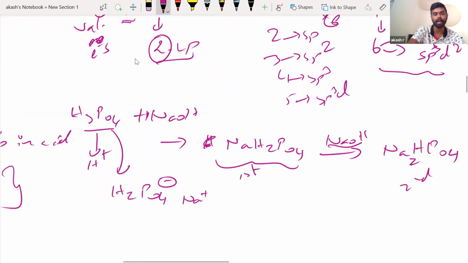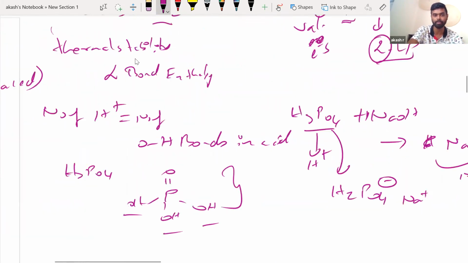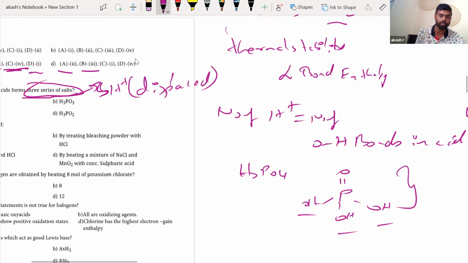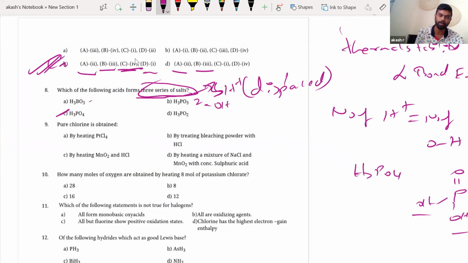Definitely no other acid will be capable of doing this. If you check H3PO3, it has only 2 OH bonds, right? HPO3 is entirely different, forget about it. H3PO2 will have only 1 OH bond. So if you want to form 3 salts, I need to have 3 OH groups, and that is happening in H3PO4. That is option C.